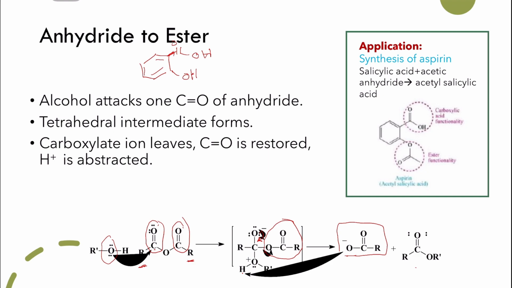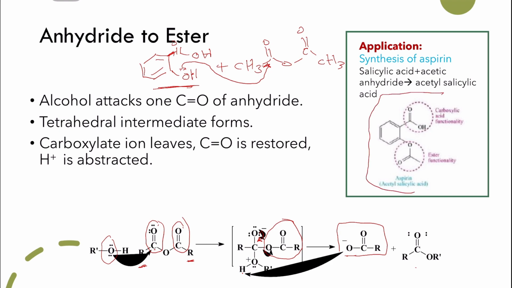Now we have the alcohol, which is the nucleophile, and then we use acetic anhydride. Acetic anhydride is simply two acetic acids together after removal of the water. The lone pair of electrons on the OH of the alcohol is going to be our nucleophile. It's going to attack one of these carbonyl groups and the reaction will proceed in the same way to give you the product, which is aspirin or acetylsalicylic acid.